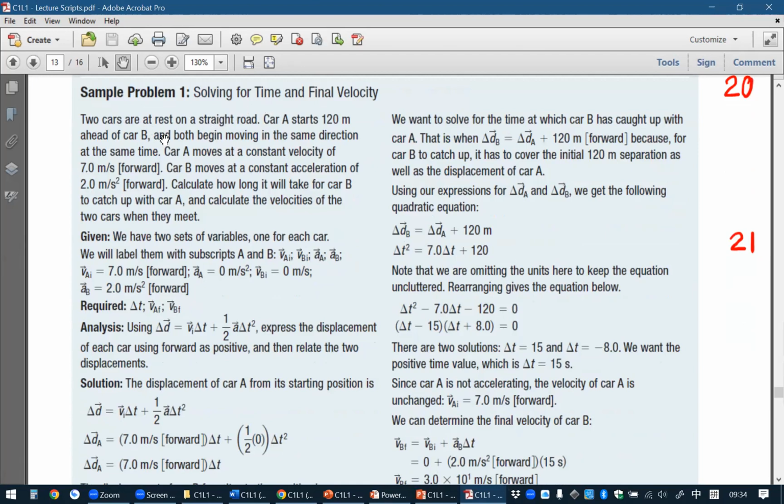Given two cars are at rest on a straight road, car A starts 120 meters ahead of car B, and both begin moving in the same direction. At the same time, car A moves at a constant velocity of 7.0 meters per second, and the direction is forward. Car B moves at a constant acceleration of 2.0 meters per square second. The direction of the acceleration is also forward. Can you calculate how long it will take for car B to catch up with car A? And calculate the velocities of the two cars when they meet.